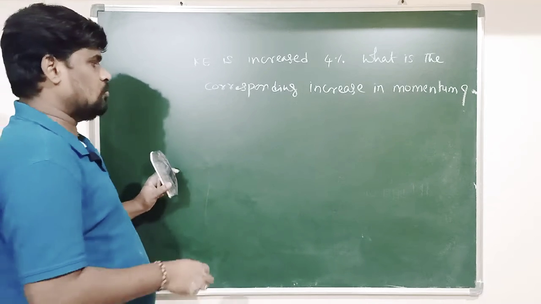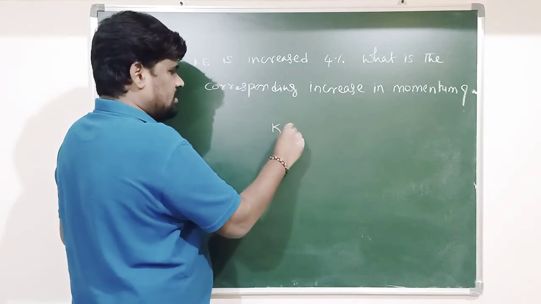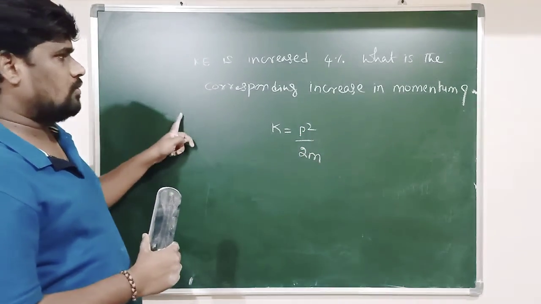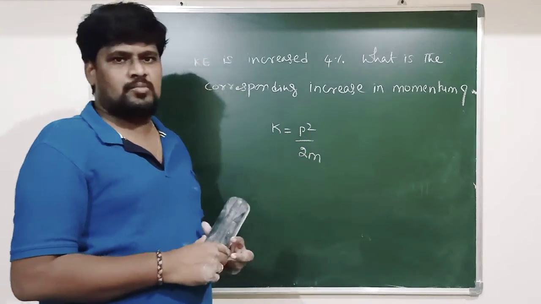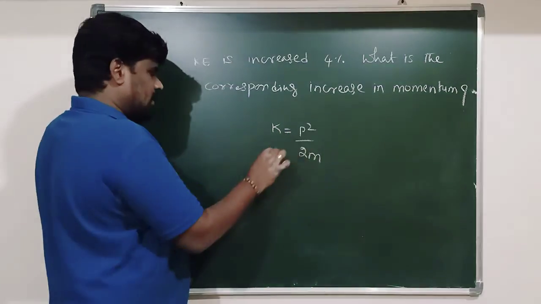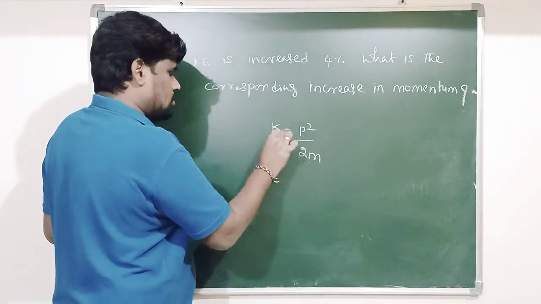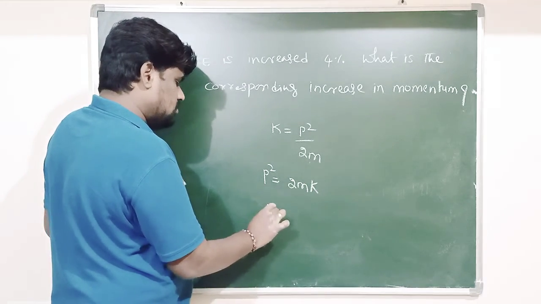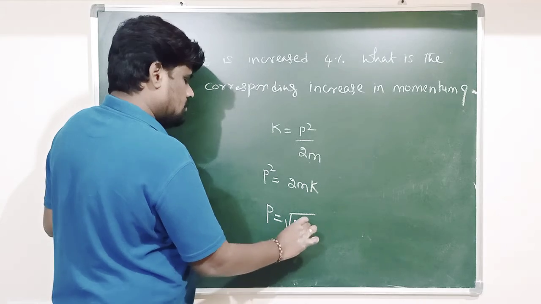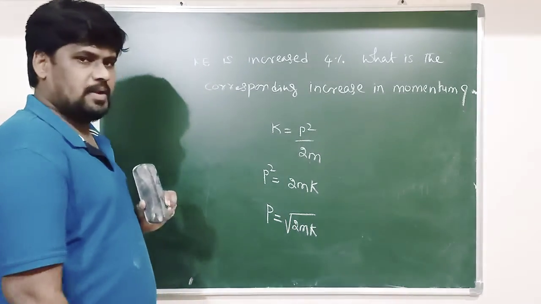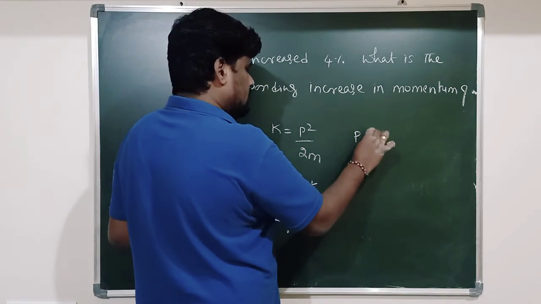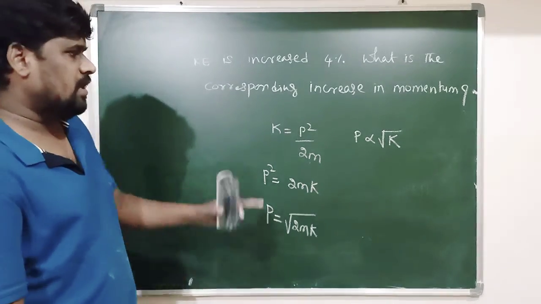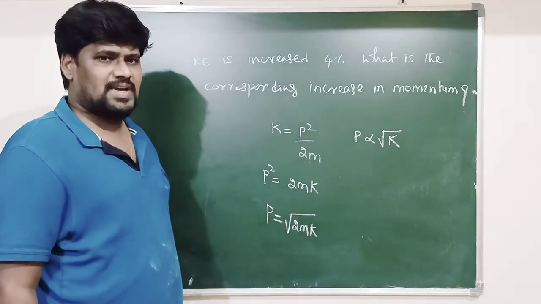Once again I will go for the energy-momentum relation. What is the energy-momentum relation? It is given by K is equal to P square by 2m. This time you have to calculate the corresponding increase in momentum. Therefore the momentum can be written as P square is equal to 2mK, or P is equal to root 2mK. As the mass of the body remains constant here, the momentum is directly proportional to the square root of the kinetic energy.